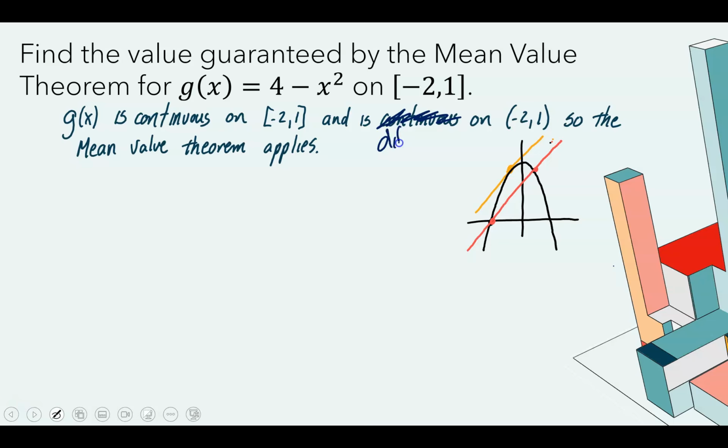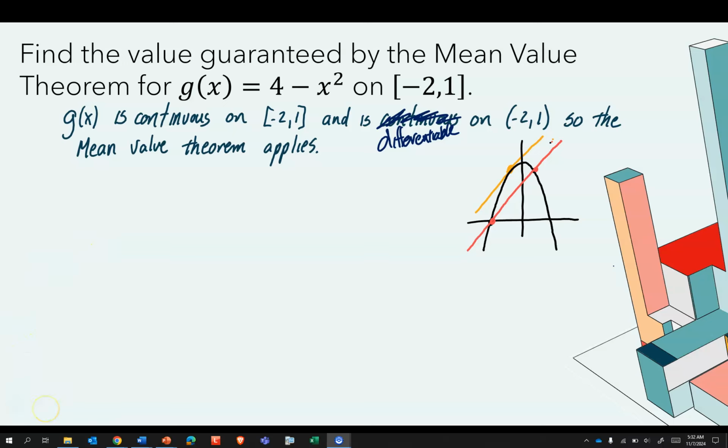Differentiable on the same open interval. If you're always relying on polynomials and this kind of shorthand when things get complicated, you may not know. Anyways, so what are we looking for? We're looking for the instantaneous rate of change equal to the average rate of change.